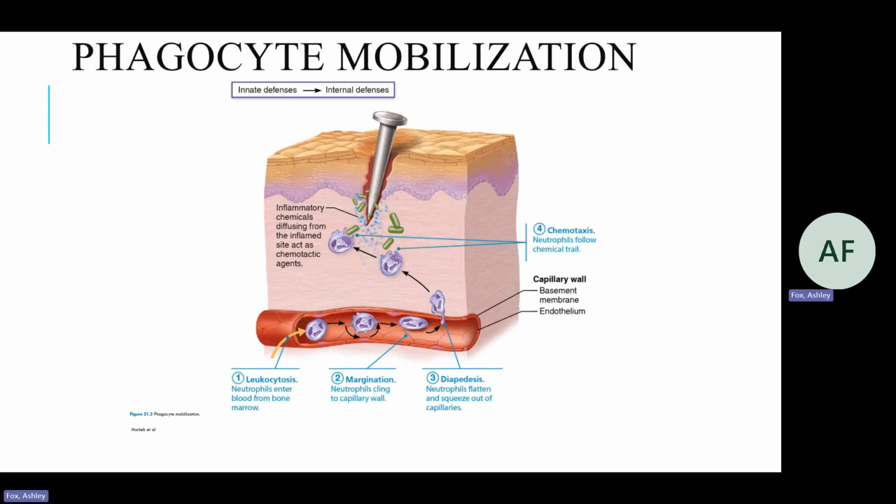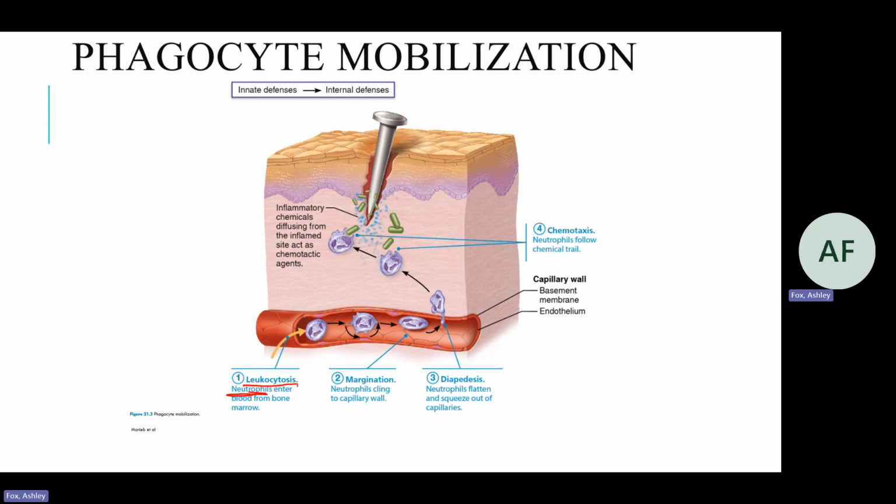So this is just a picture of what I was talking about. Again, leukocytosis is going to be an increase. In this example, it's an increase of neutrophils. It's not always the case, but oftentimes it is. If you're fighting off a bacterial infection, you're going to see an increase in neutrophils. They enter the blood from the bone marrow and then margination. Again, the endothelial cells from in the blood vessel stick out their hand or have an adhesion molecule that sticks out, grabs the passing neutrophil.